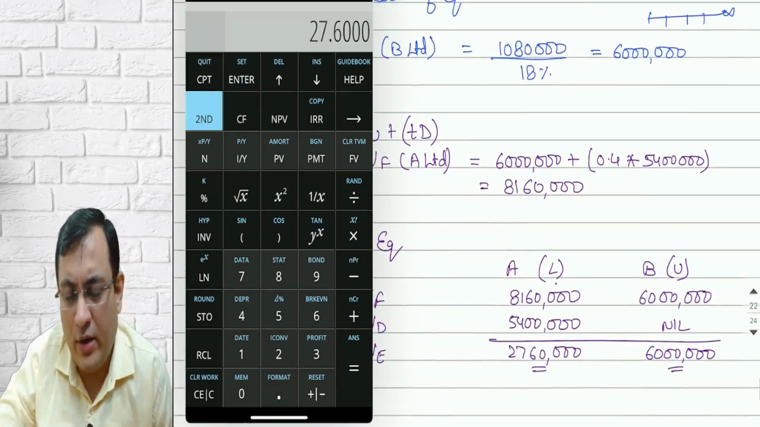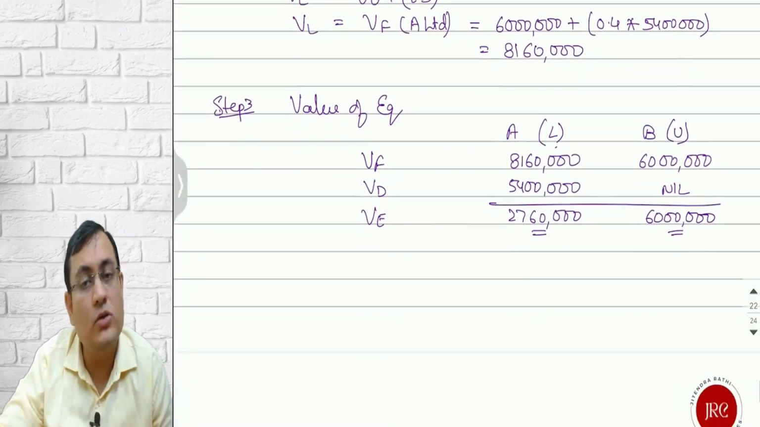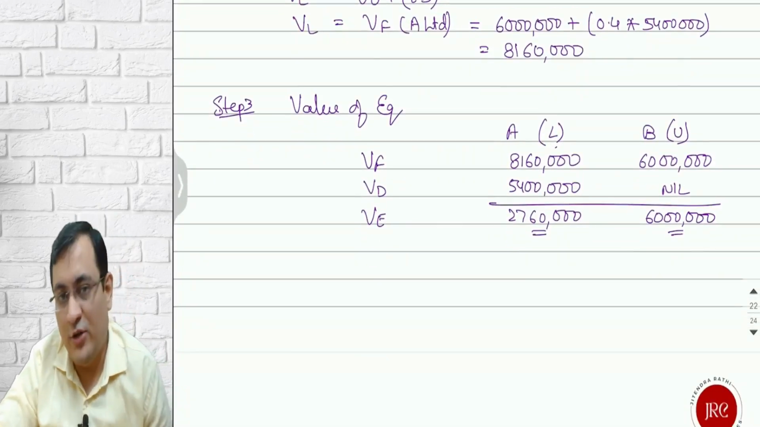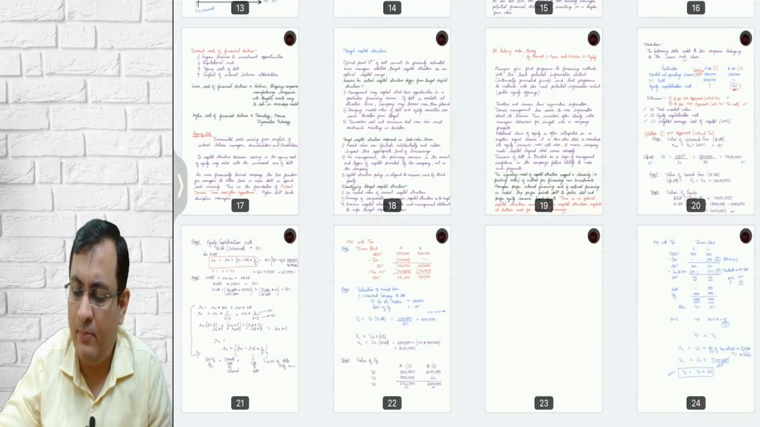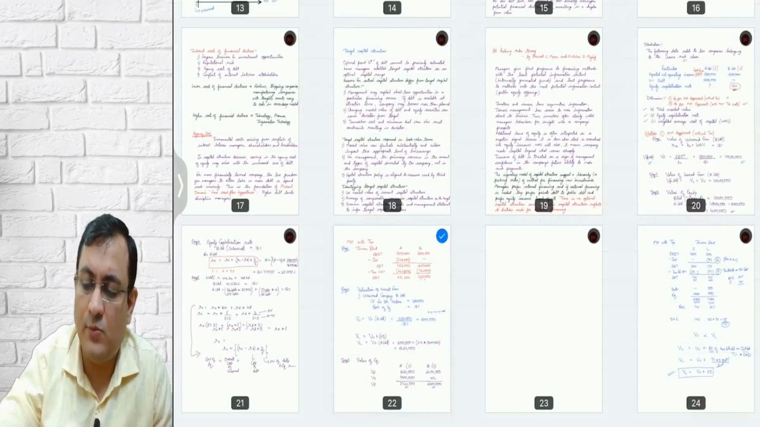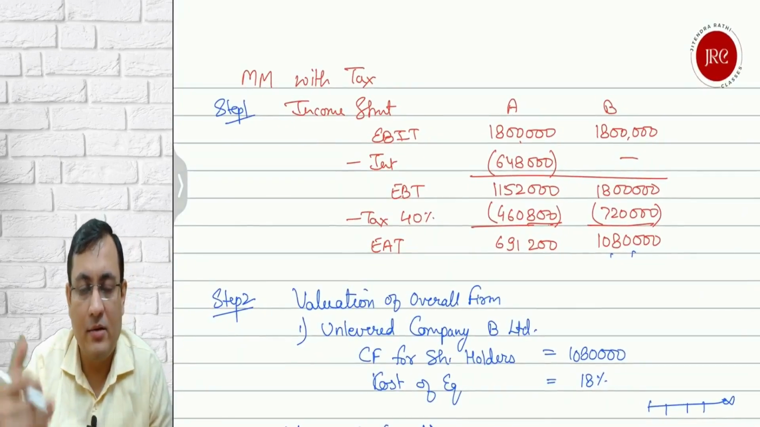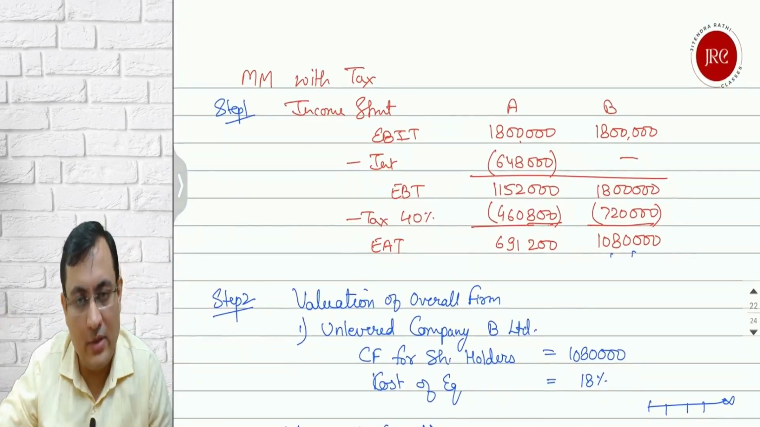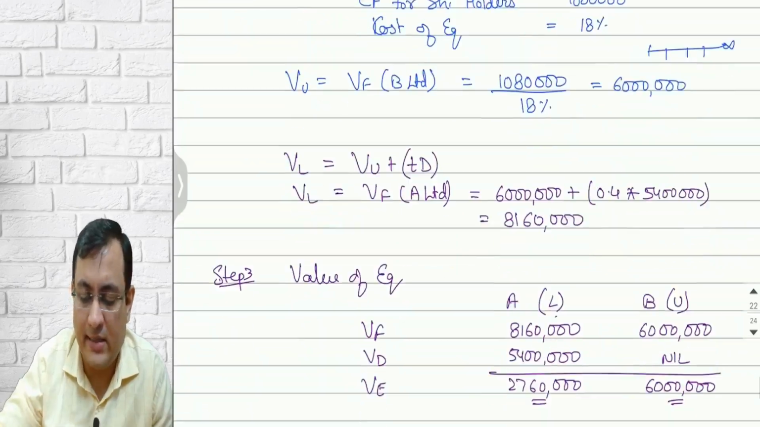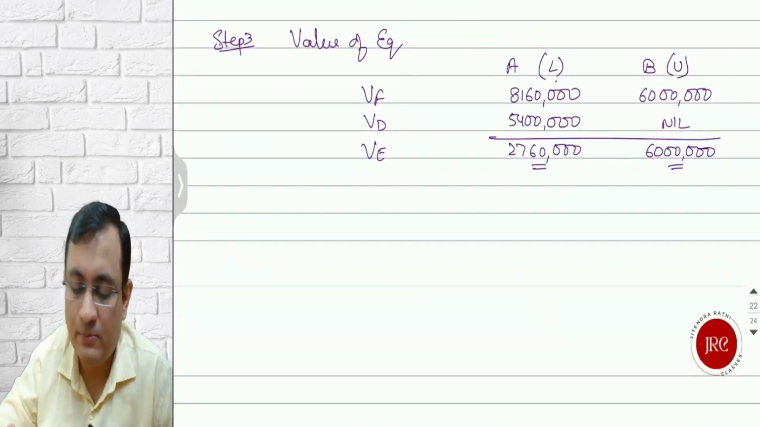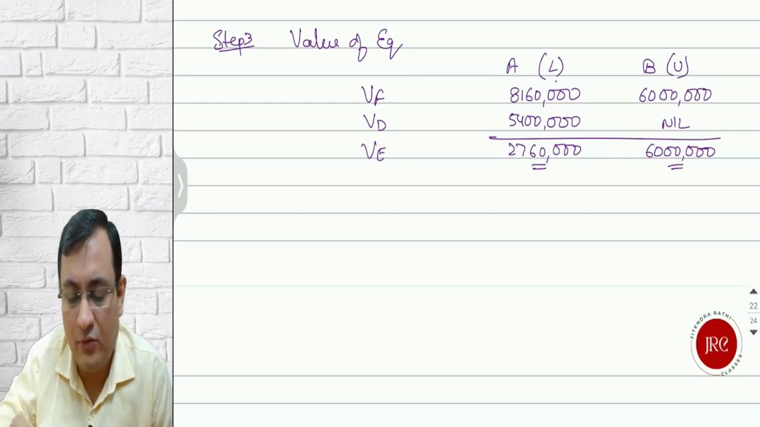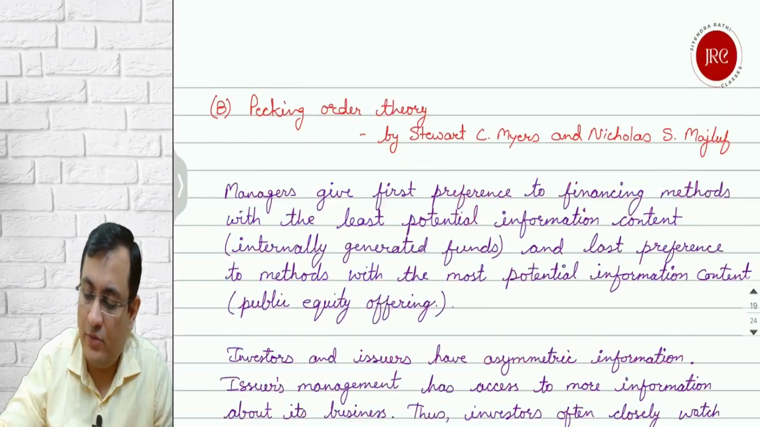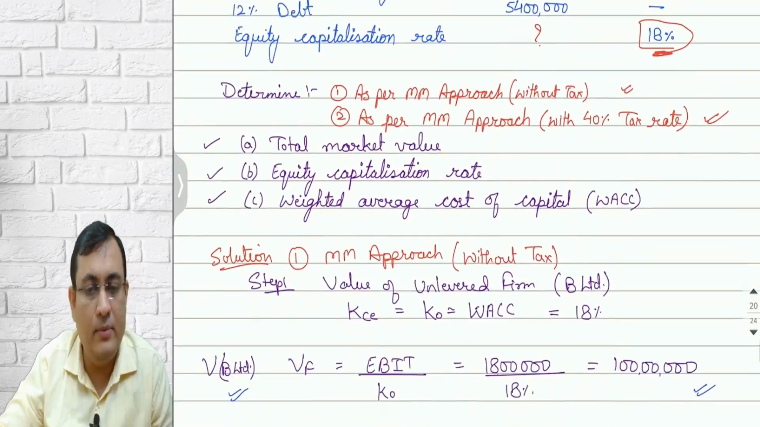This is not true in the actual practical world because of the assumptions used by this theory, but still this theory is relevant. Why is this theory relevant? Because at least this theory is giving us a base to start something. So there are more theories which will improvise the assumptions used in this theory. So now we have got the value of equity, value of debt, value of firm, and that was the first question. First question is calculate the total market value, 60 lakhs and 81.60 we have.